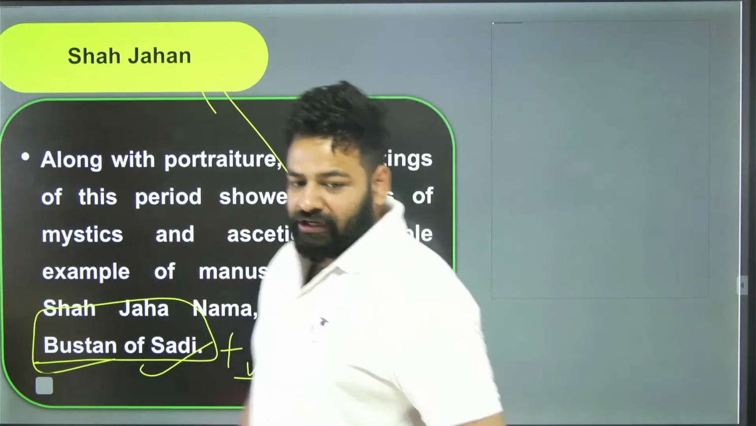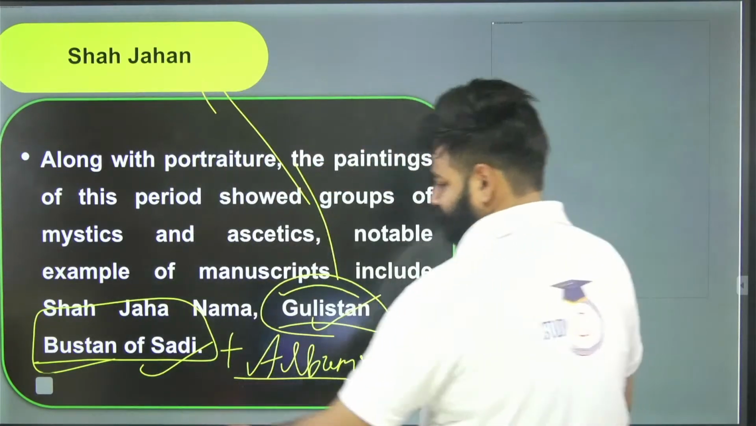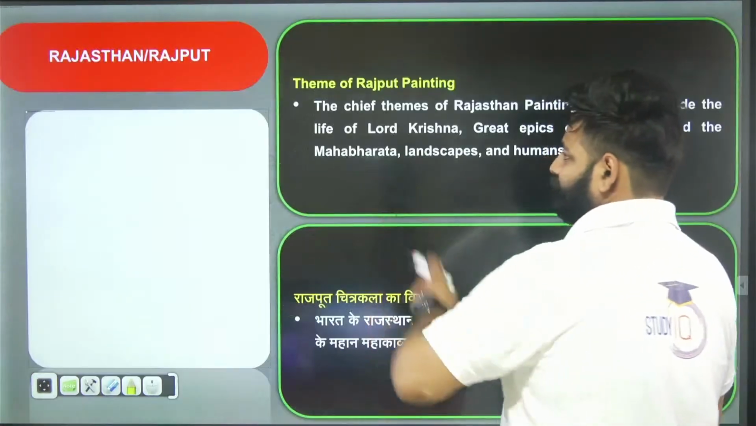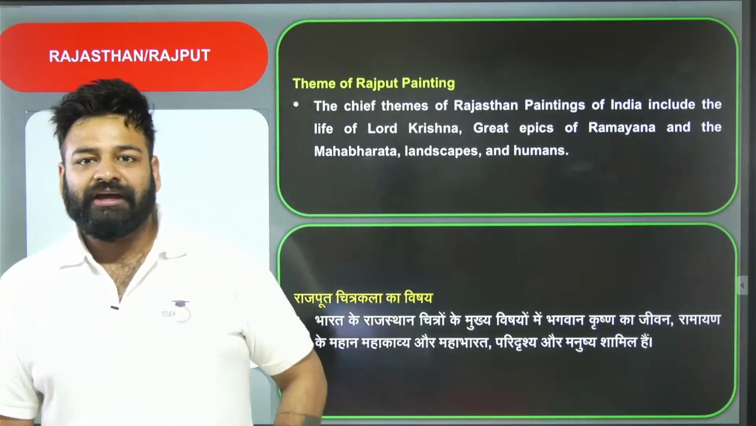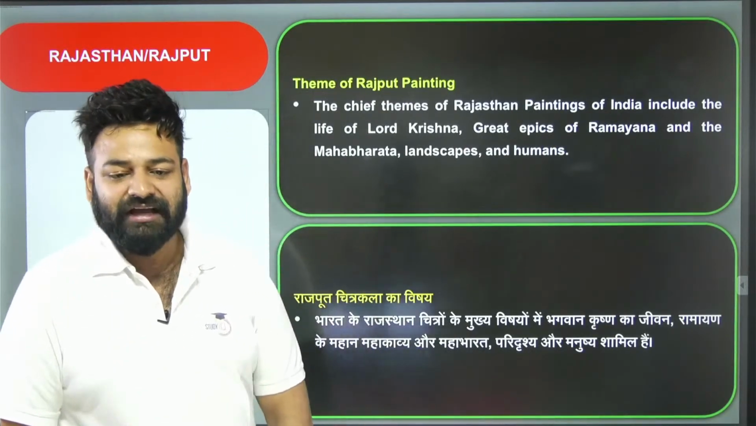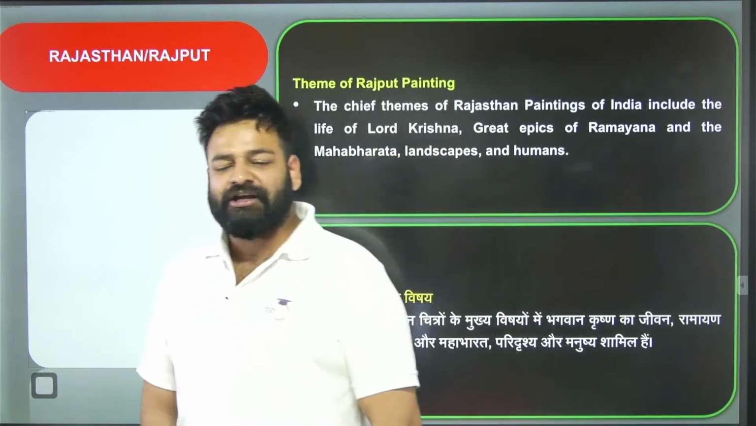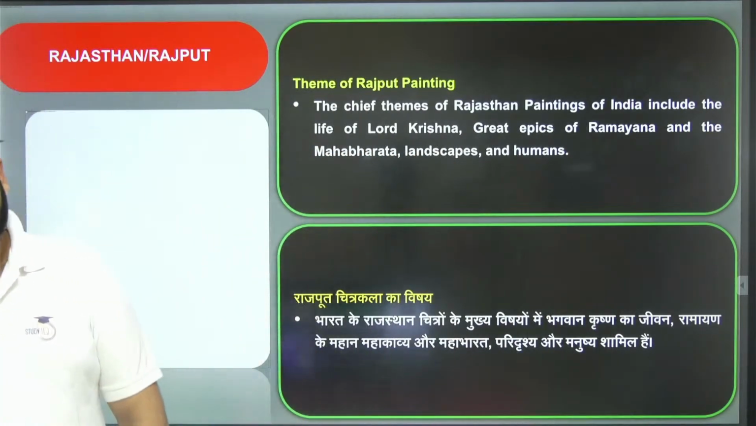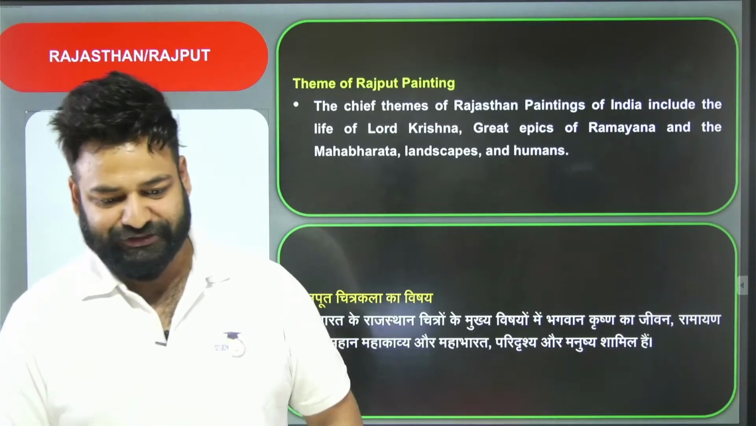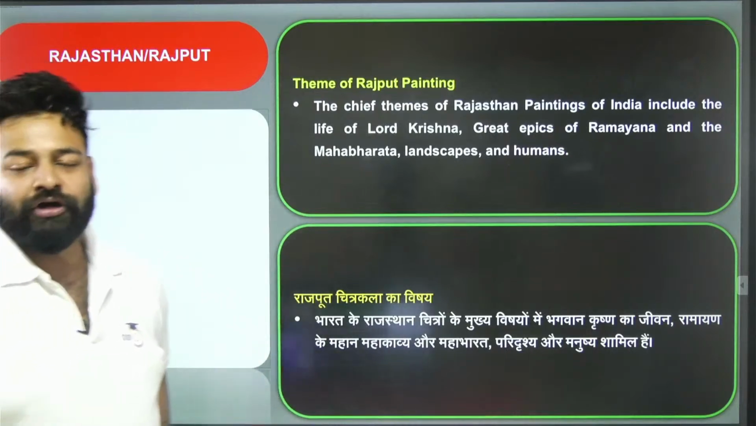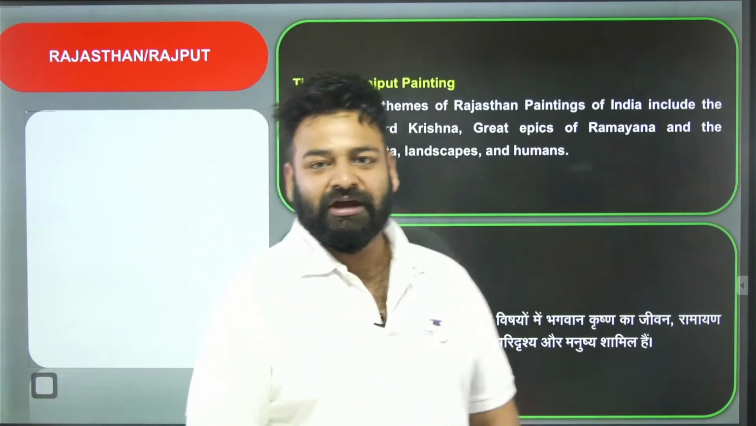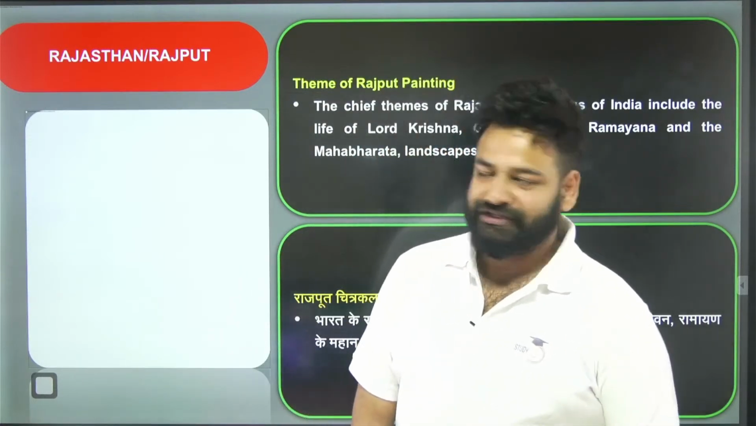Okay, so next thing. The next school in our Indian miniature paintings is the Rajputana School of Paintings, or you can also call it the Rajasthan School of Paintings. Whatever name you want to use, you can. They both are the same. Call it Rajputana School of Miniatures or the Rajasthan School of Miniatures.